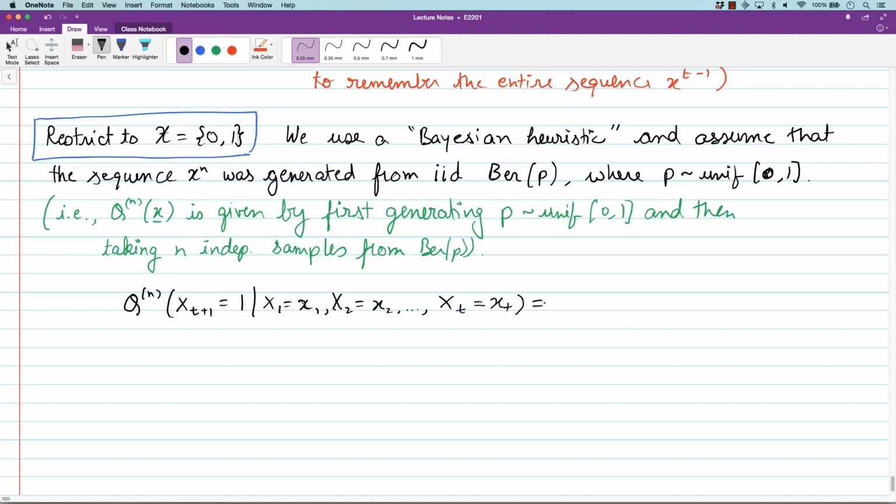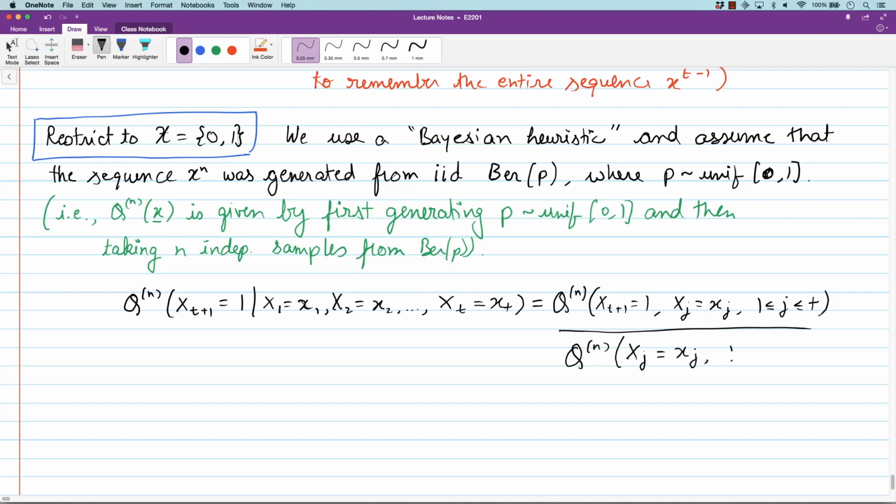So we use Bayes rule and write it as the probability under Qn of xt plus 1 equal to 1 and xj equals small xj for j between 1 and t, divided by Qn of xj equals small xj for j between 1 and t. So this is just Bayes rule. And now to see this probability, given a parameter p, this probability is just about the number of times 1 occurs in this sequence.